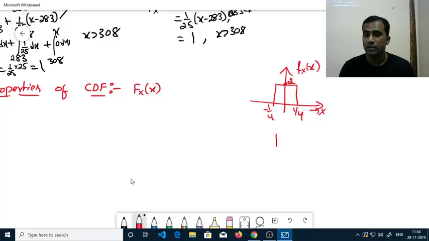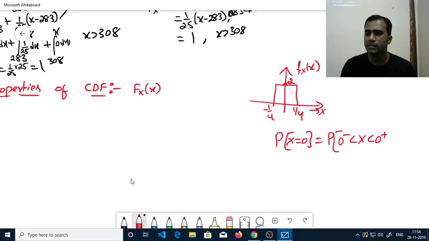Because you might think that, okay, at 0, what is the probability at 0? You might think that it is 2. No, probability can never be greater than 1. So whenever somebody asks you the probability at a particular value, you understand it as 0 minus less than x less than 0 plus. Don't understand it as the value of the function, for continuous PDF only. For a discrete PDF, whatever value is visible, that itself is the probability. But for a continuous function, whatever value is visible, that is not probability. That is just the function.